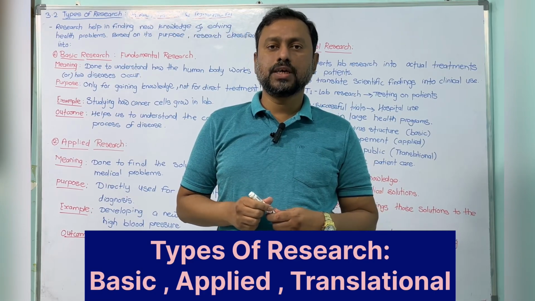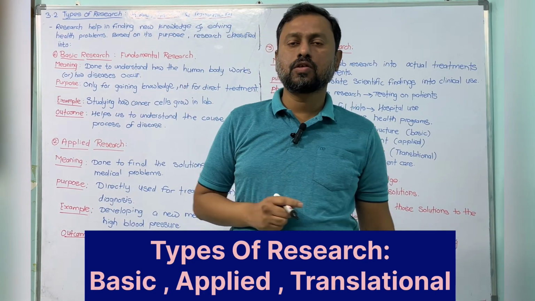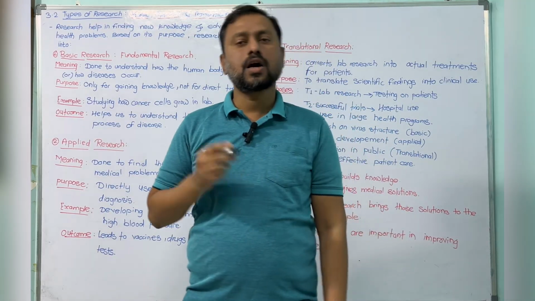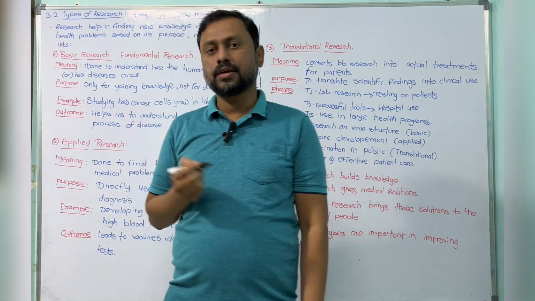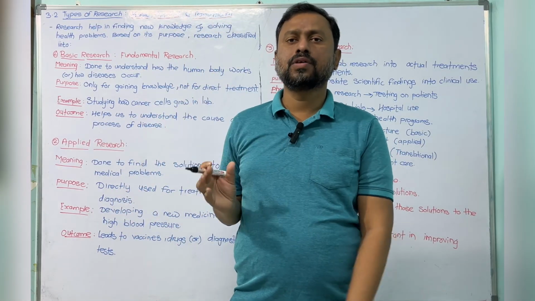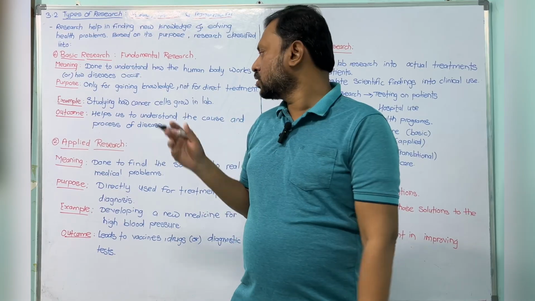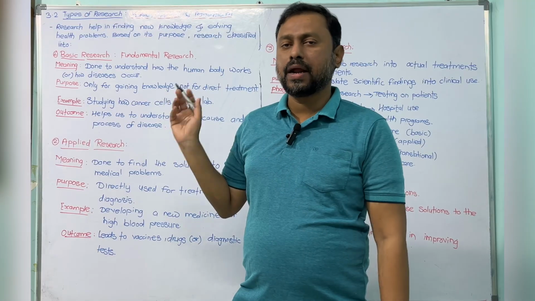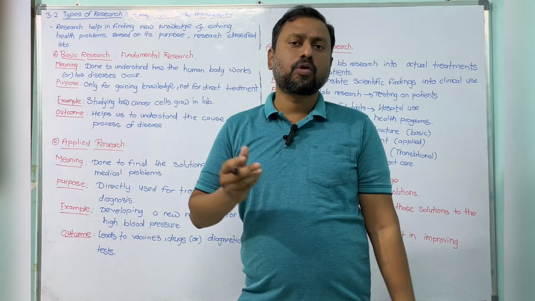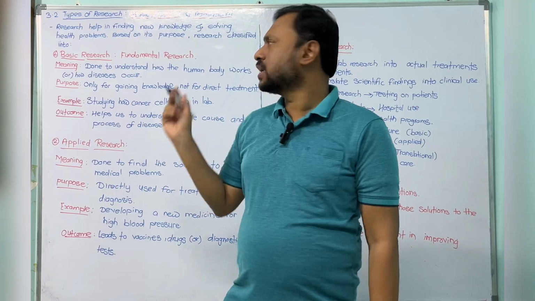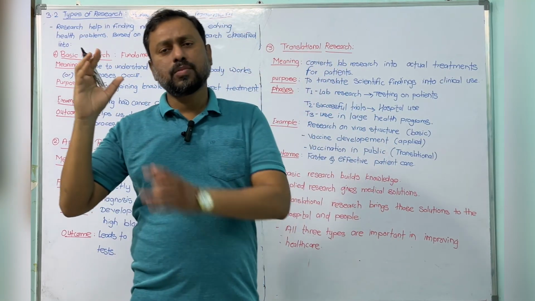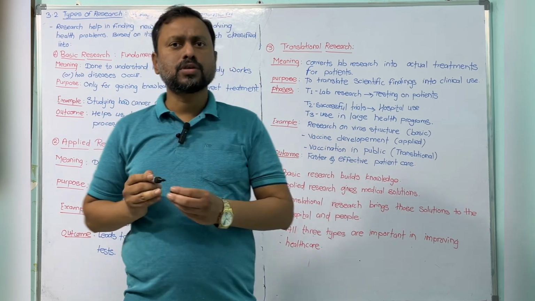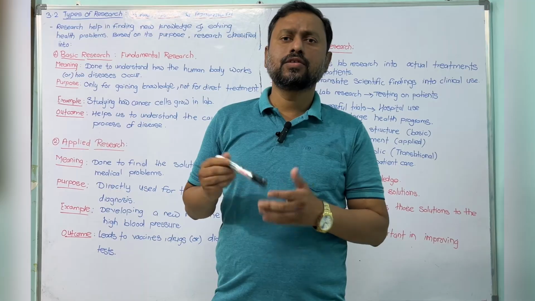Today our topic is types of research based on the purpose. Based on the purpose, it can be divided into basic research, applied research, and translational research. In brief, basic research is to acquire knowledge, and applied research is to solve real life problems. Translational research is from the lab to actually treating the patients. That is the purpose we use translational research for.